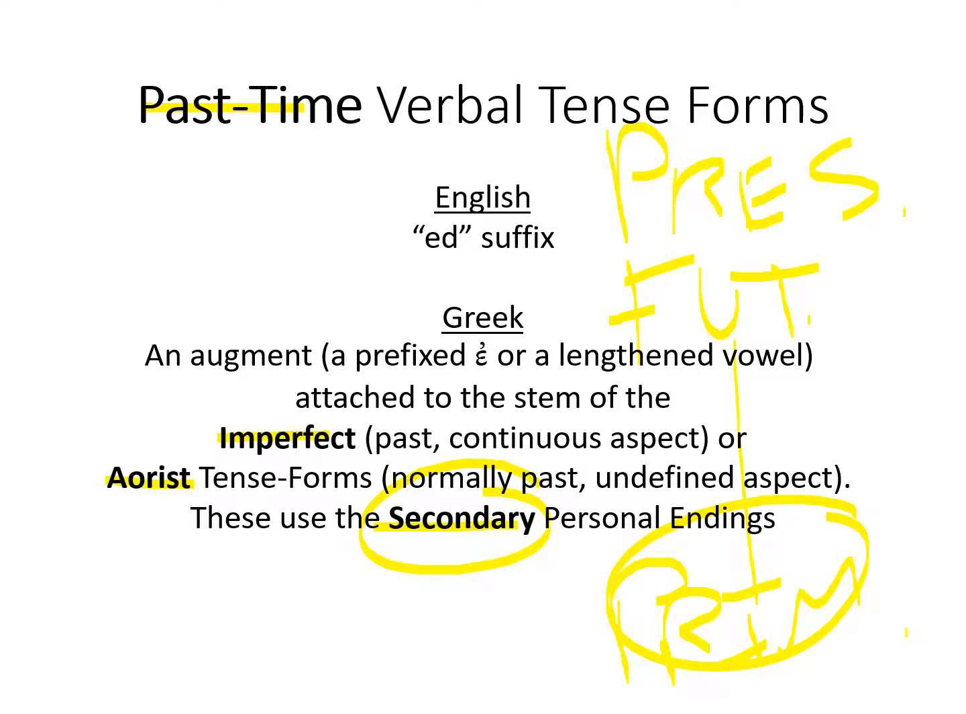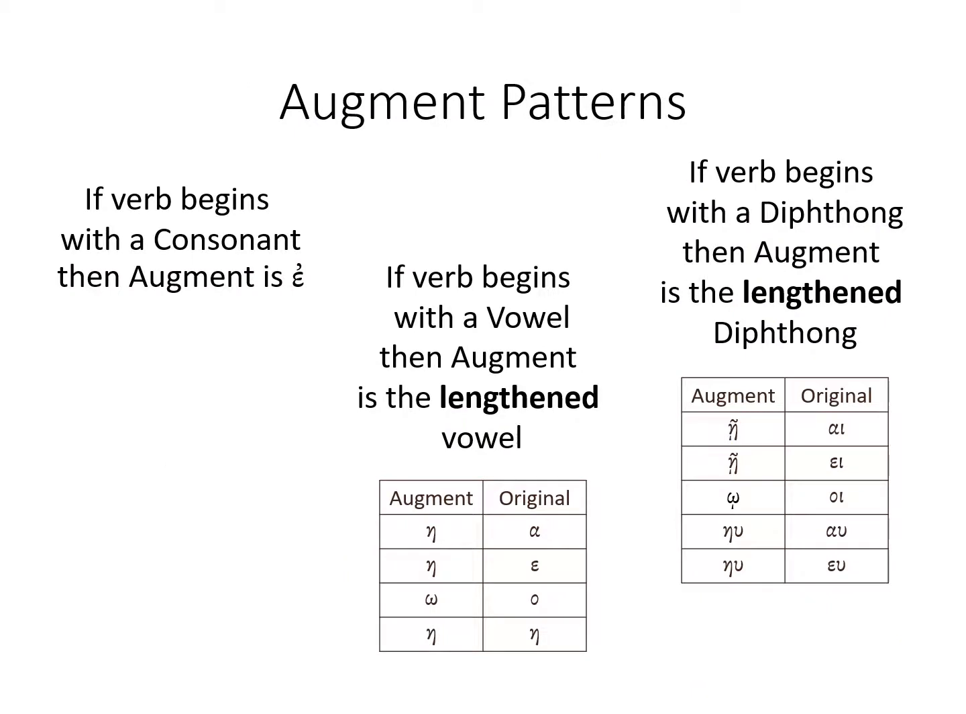It's the secondary endings that clue us to past time. Our augment patterns go along with that secondary ending. So whenever we think augment, we're thinking the secondary endings and not the primary, and we're thinking past time. Again, the epsilon, if a consonant begins the word; a lengthening of the initial vowel. If the word begins with a vowel, then that vowel, like alpha, epsilon, omicron, is just lengthened appropriately, as you see here, and eta is already long and it just stays.